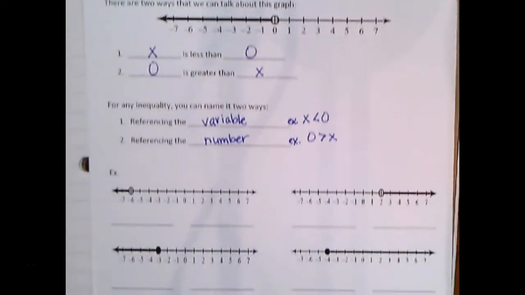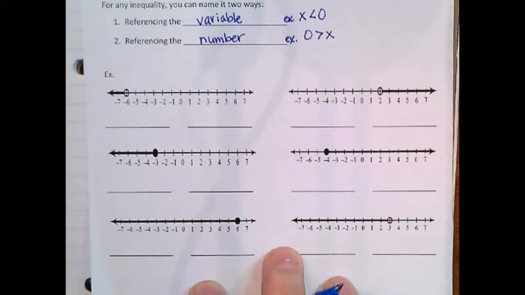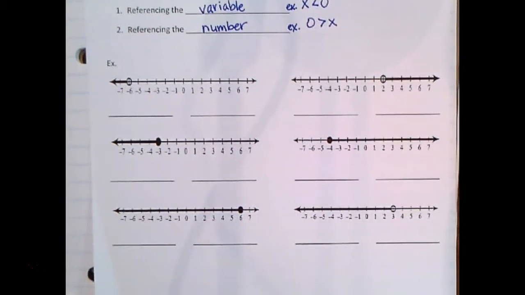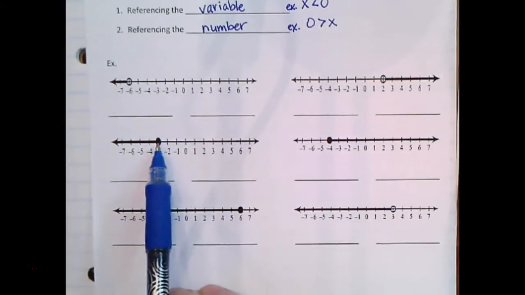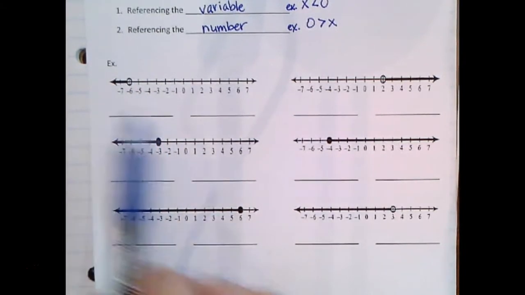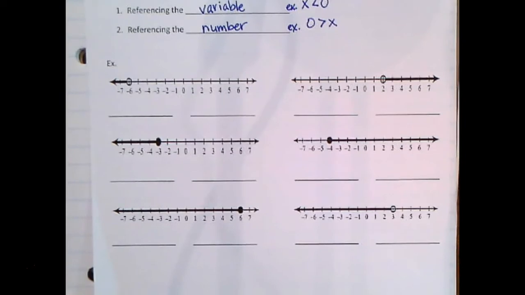Six quick examples, and then we're done for today. Let's take a look at this. The key to all of this is: do we have an open circle or a closed circle? Then pay attention to which way the arrow is going. That's going to tell you what to do.